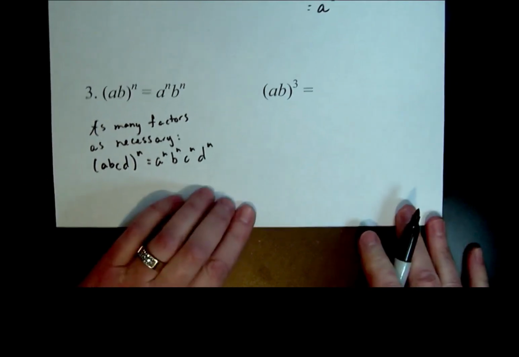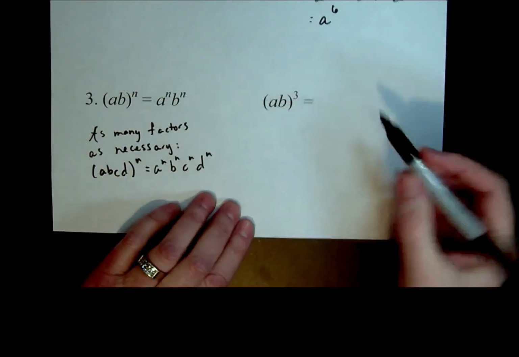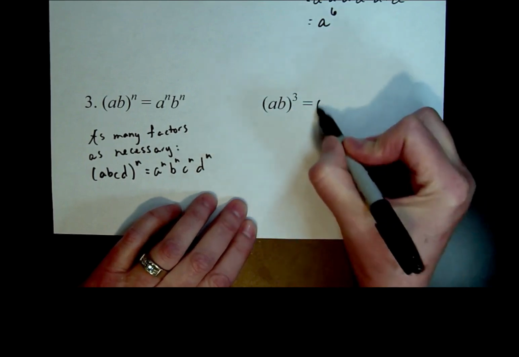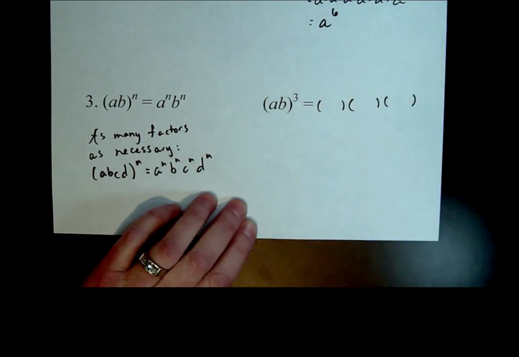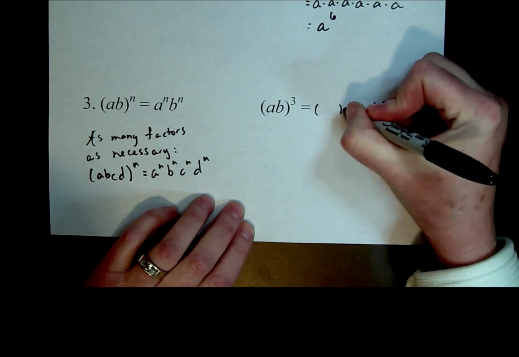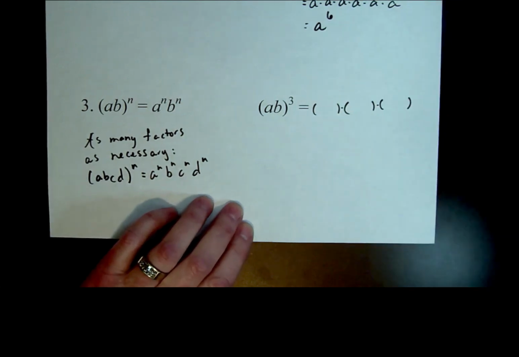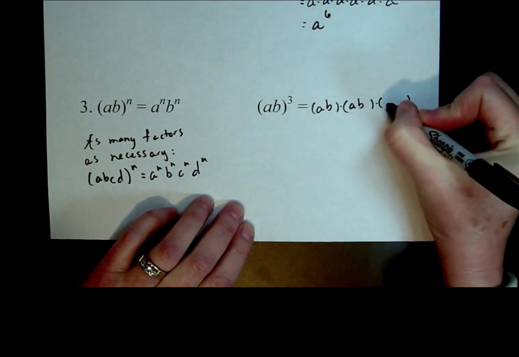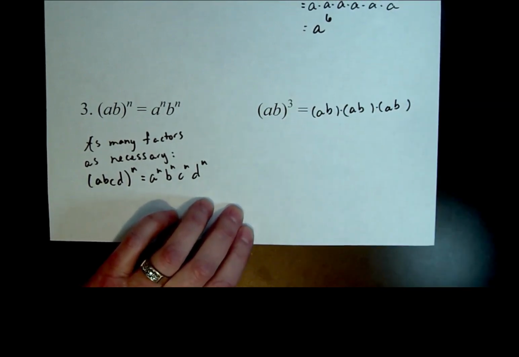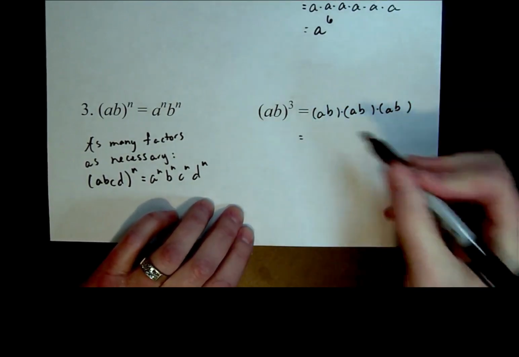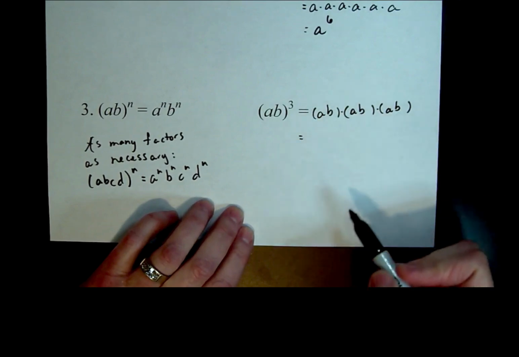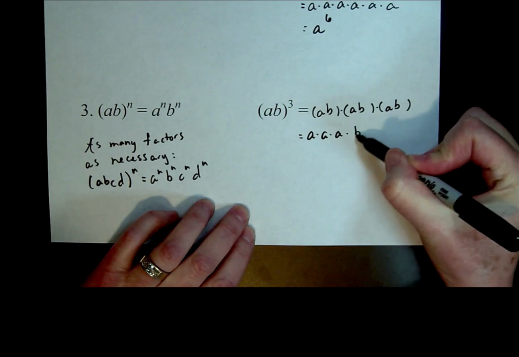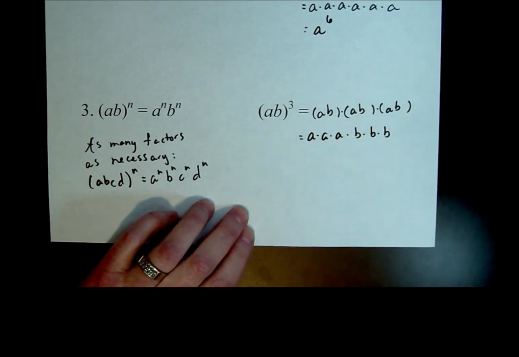Okay, so why does each factor get the power? Well, again, if I have parentheses raised to the third power, that means I have parentheses times parentheses times parentheses. What's in my parentheses? In this case, it's a product. So that product gets multiplied 3 times. And I'm going to go ahead and use the associative and commutative properties to point out that this is the same thing as a times a times a times b times b times b.